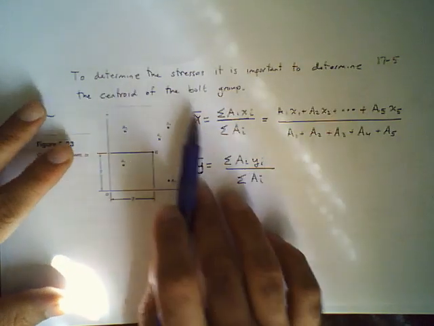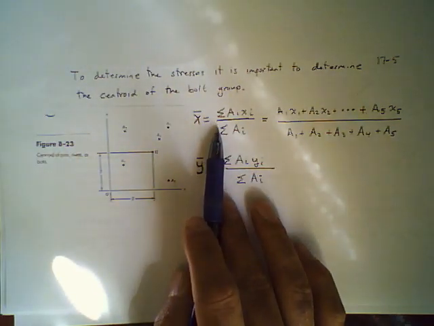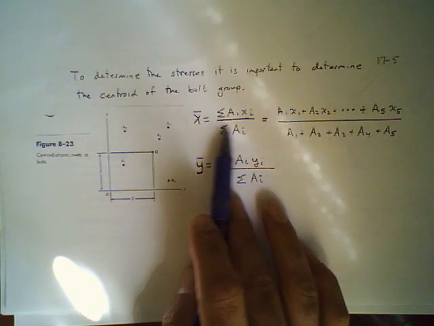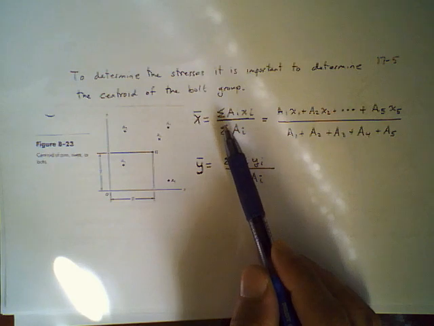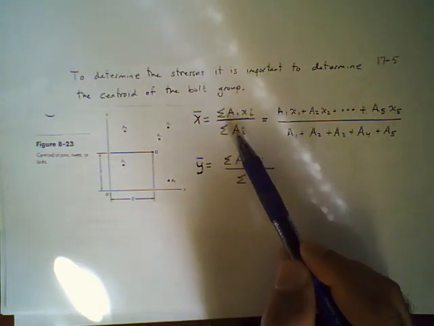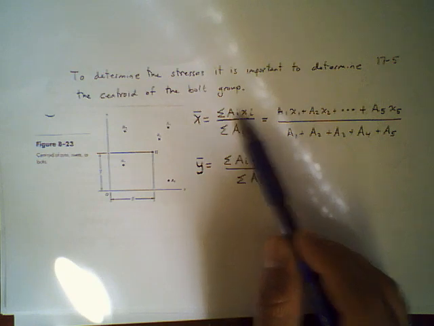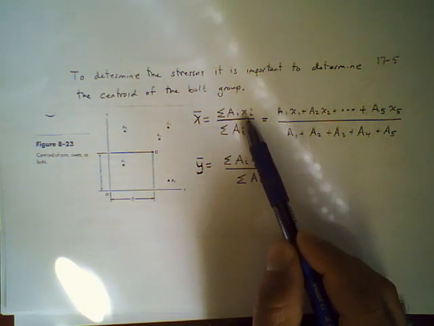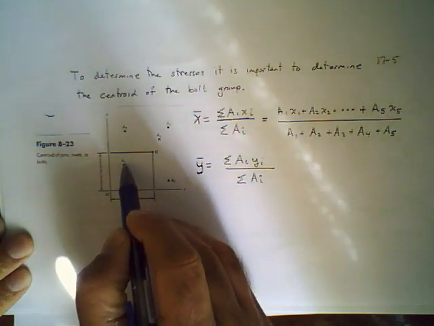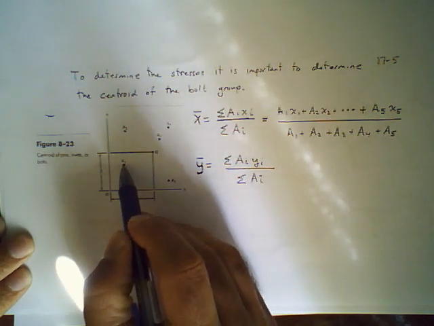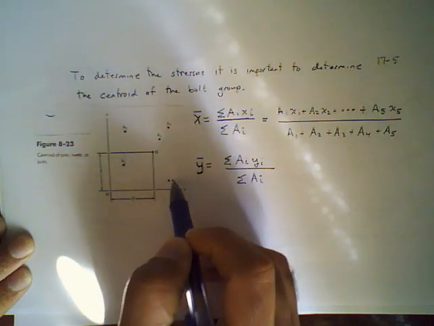The first thing that you have to do is find the centroid, right? How do you find the centroid? It's pretty simple. You just apply this equation that you probably know. It's like finding the center of mass of an object, so it will be the sum of XiAi. Here, all the bolts have the same area. So if I were trying to find the centroid of all these bolts, A1, A2, A3, A4, A5.